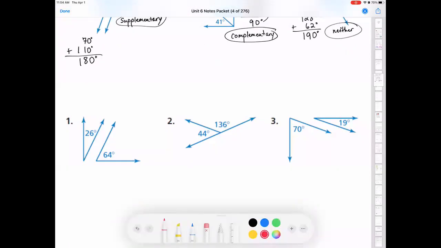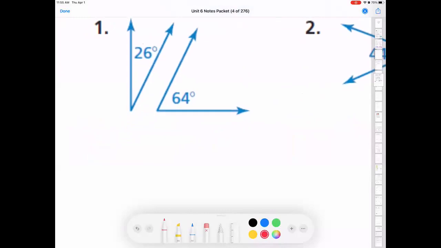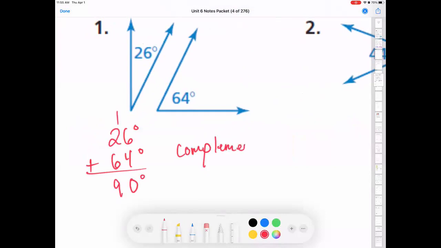Awesome job to those students who got the correct answers there. We got, for number 1, 26 degrees plus 64 degrees. Carry the 1, gives us 90 degrees. And as a result, that is complementary. So for number 1, you should have gotten complementary.